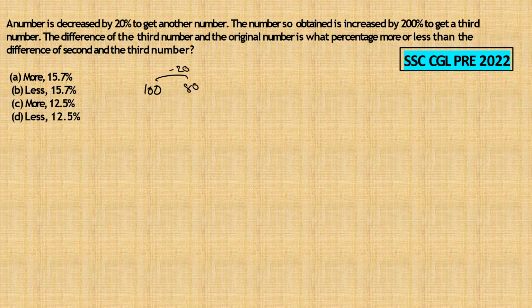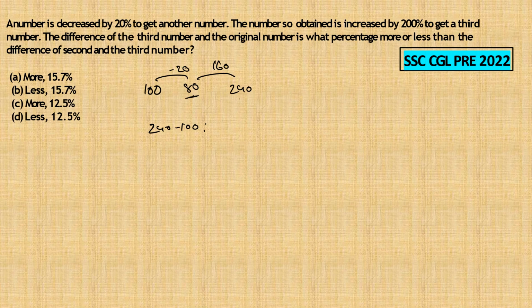The number so obtained is increased by 200%. 100% is 80, increased by 200% means 80 plus 80, that is 160, increased by 160. Then the number would be 160 plus 80, that is 240. The difference between the third and the original number, 240 minus 100, is what percent more or less than the difference of the second and the third number.